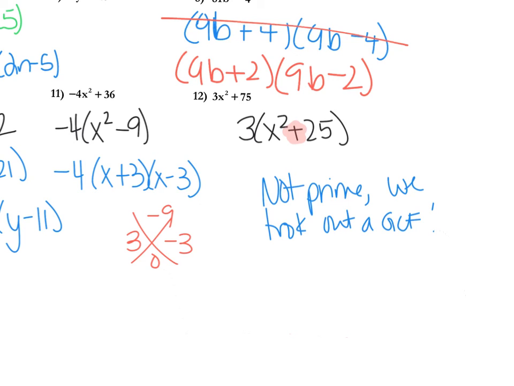An example of where it would be prime is, let's say, x squared plus 16. We don't take a GCF out in this example. And yes, x squared and 16 are perfect squares, but remember the whole part of difference of two squares is that the difference comes first. No difference, so this example would be prime.